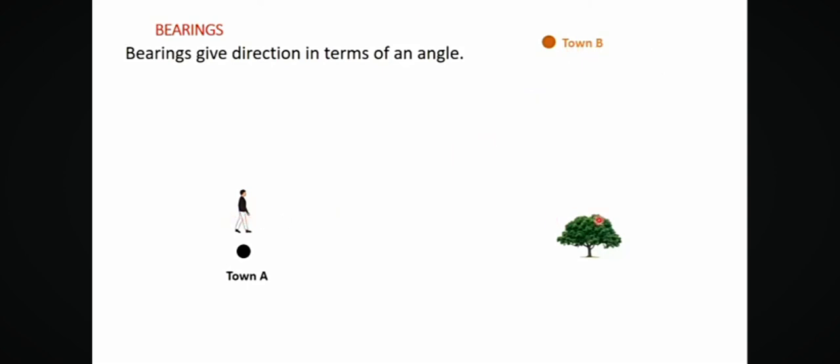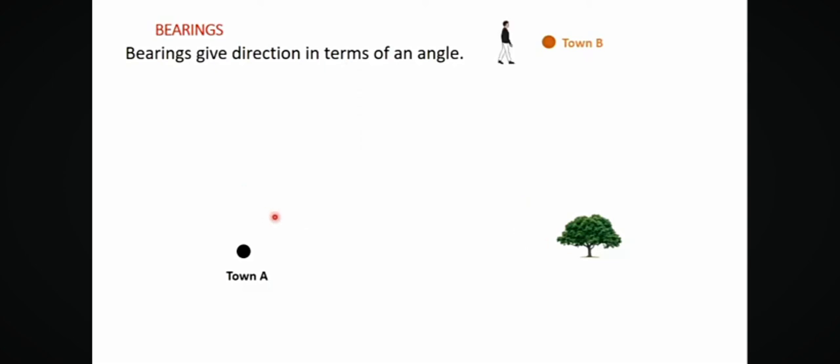Since he's already walking in the direction of the tree, if he asks you for directions to Town B, what will you tell him? You might probably tell him to walk straight to the tree. When he gets to the tree, you will tell him to turn left and walk straight. He will be able to get to Town B. So you have been able to give Mr. Kofi direction from Town A to Town B.